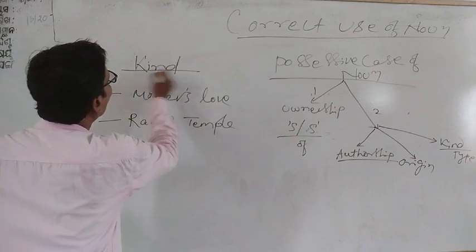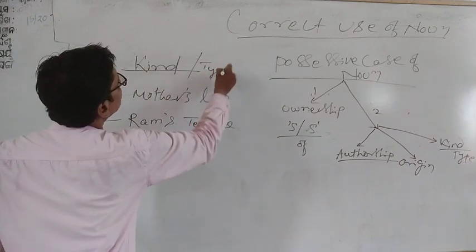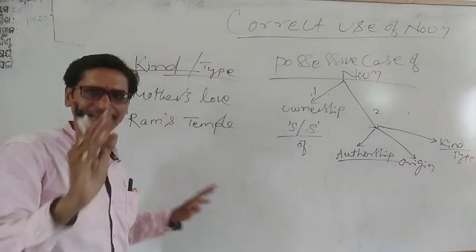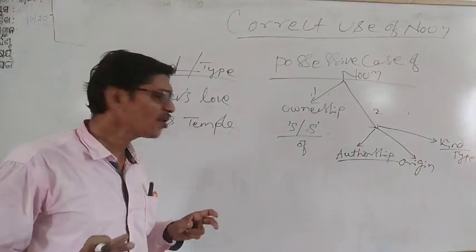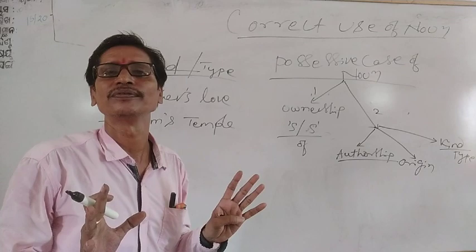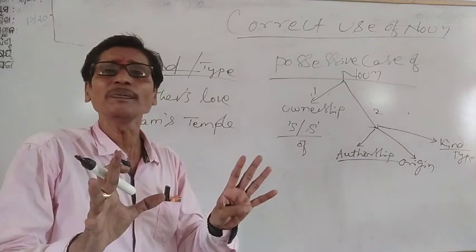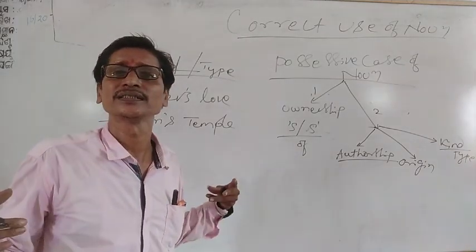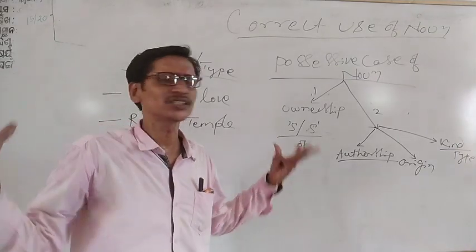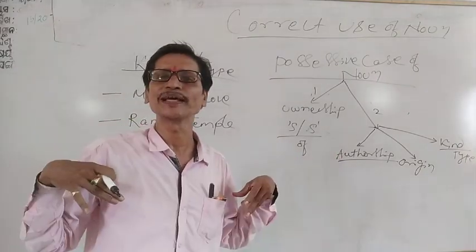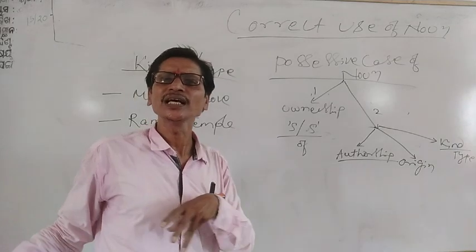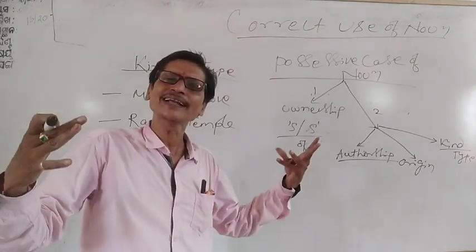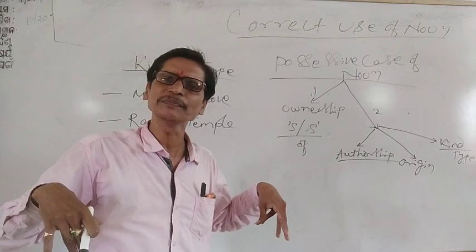Here you see, kind means type. Kind means type. Here, mother's love. Mother's love is a kind of love that we don't get from others. No doubt, we love each other. My brother loves me very much. My friends love me very much. My sister loves me very much. My father also loves me very much.